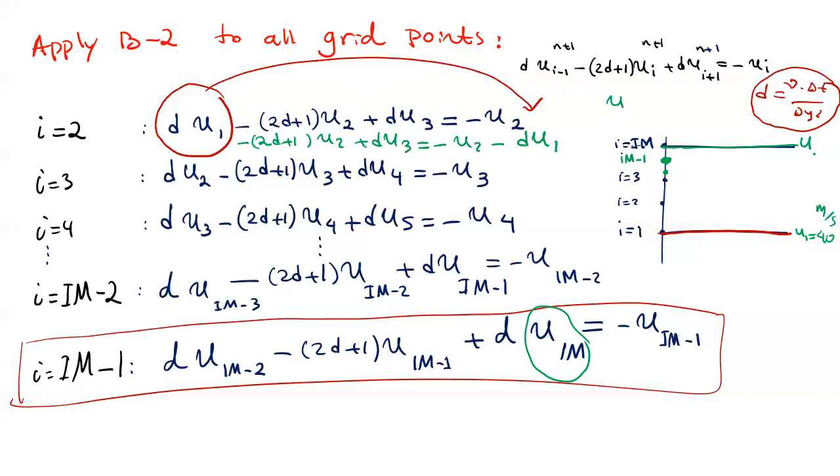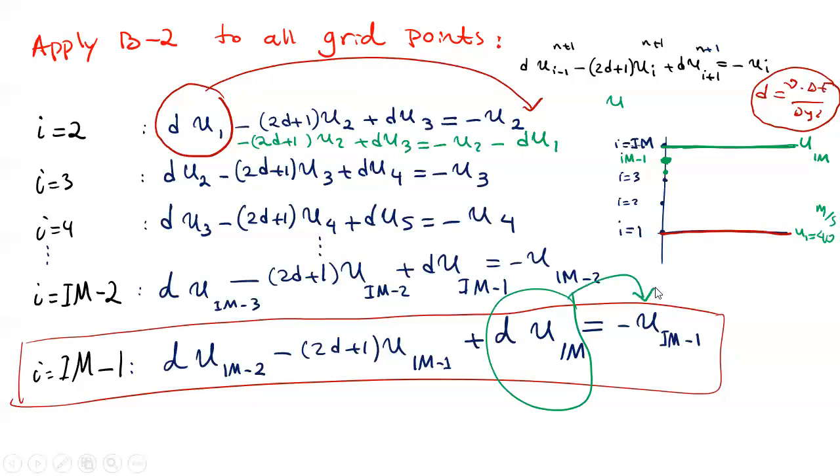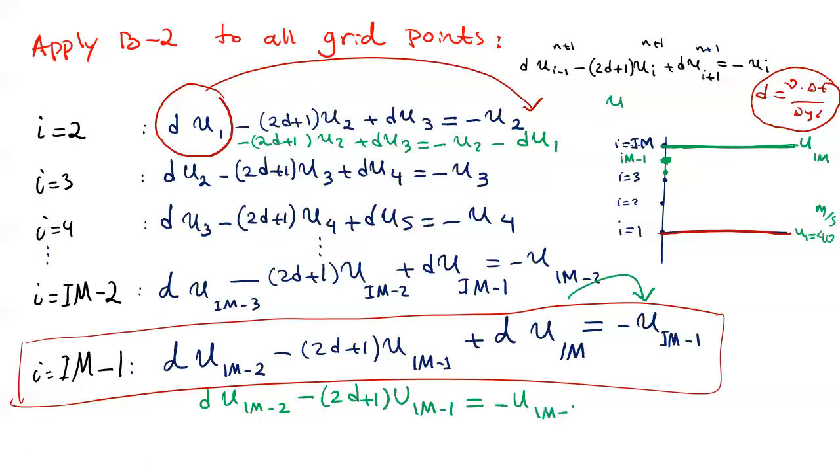So this is u sub IM, the velocity at node IM, which is my top one. So this term is known. That means it should go to the right-hand side as well. My new form of the last algebraic equation would be d times u(IM minus 2) minus (2d plus 1) u(IM minus 1) equal to minus u(IM minus 1) minus d u(IM). What is u(IM) in our example? 0. Is that what you said?